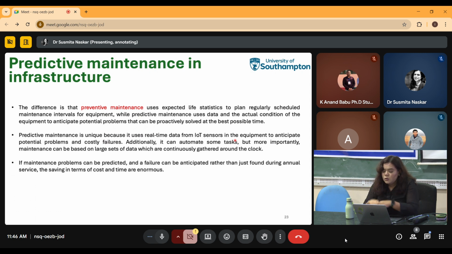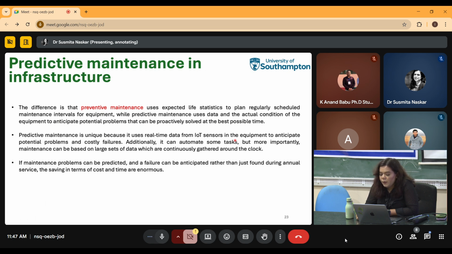Okay. So if you look into predictive maintenance, it stands out because it leverages IoT sensors, which we are quite concerned about, and continuous data streams. And this real-time data allows the organization to detect potential problems and the causes of failure before they happen. Beyond that, predictive maintenance can also automate tasks. It can also make decisions based on large, continuously gathered data sets, something preventive maintenance cannot achieve over time.